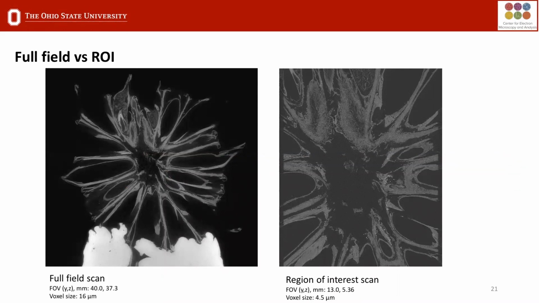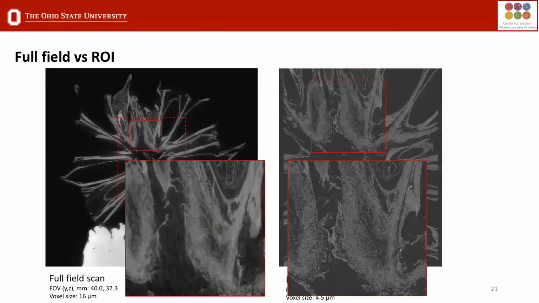Here we can see a 2D vertical slice from both the full field scan and the region of interest scan taken of the sweet gum seed. The two tomograms are closely aligned, but not perfectly aligned. So this red dotted box represents an area close to where the region of interest slice is taken. Let's zoom into these regions and have a closer look. We can see from these images that the region of interest scan has successfully allowed us to gain more information about the features in the matrix of the seed.